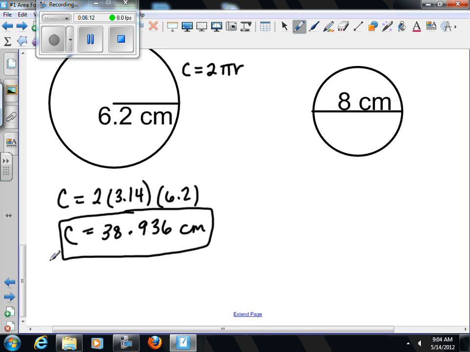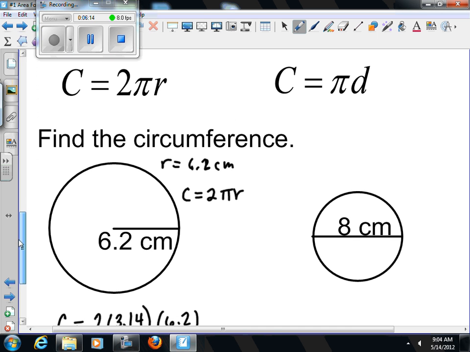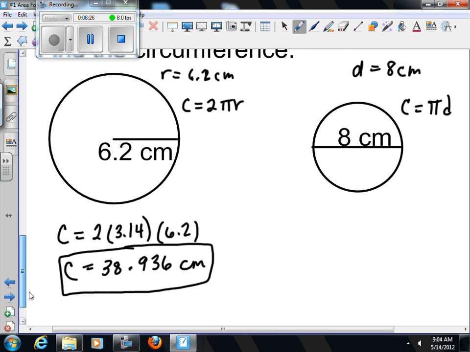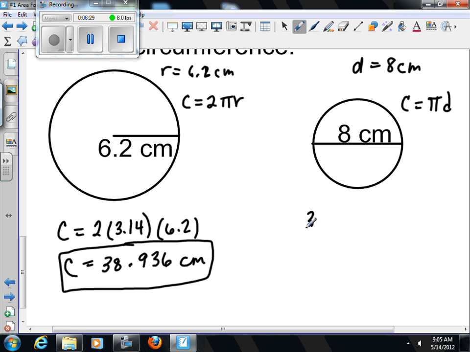Okay, now for this next circle, we know the diameter, so we're going to use the formula pi times diameter. Diameter is 8 centimeters, so C equals pi times that diameter. So in other words, we're going to take 3.14 times that 8 centimeters. And that gives us a circumference of 25.12 centimeters.